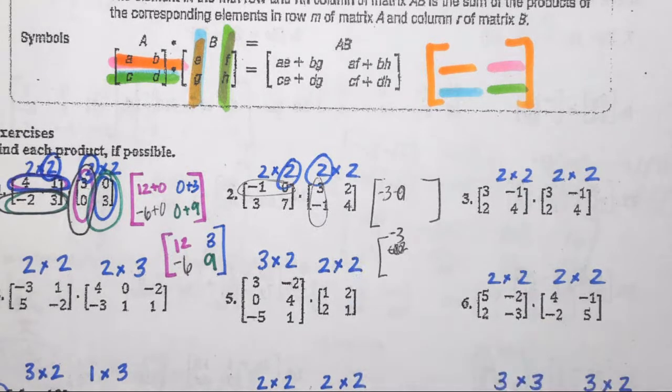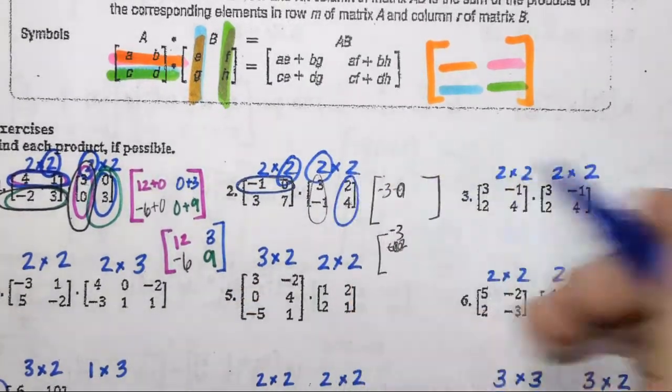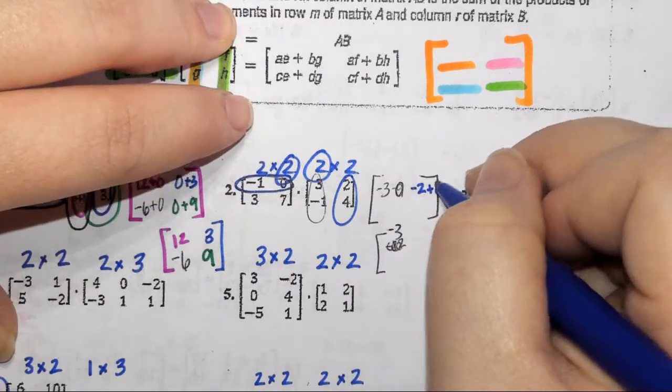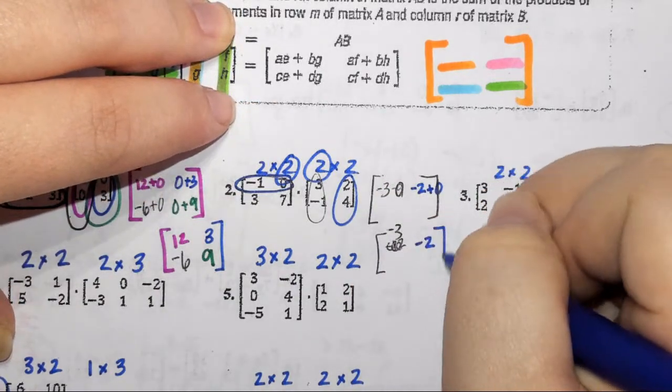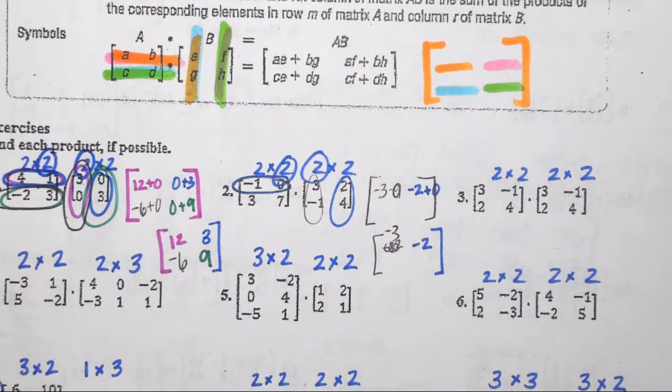My second entry is, again, top row, second column. So negative 2 plus 0. I get negative 2. And then, that's where the fun ends, because all the other ones are straight up numbers.